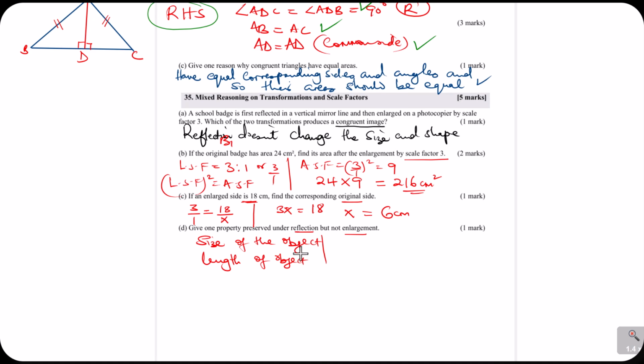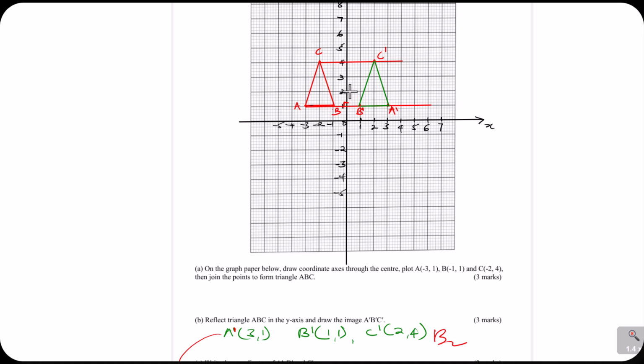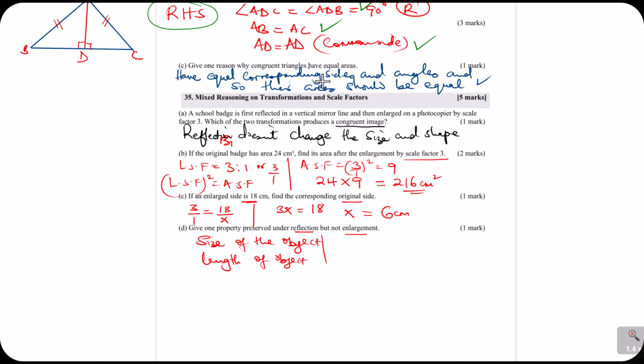The length of the object is preserved. That is why when you look at the image, for instance, what we had here, this is a very good example of a reflection. Look at ABC and A prime, B prime, C prime. They are actually of the same shape and size. All the lengths have not been interfered with. They remain the same. And also the size of the object and the image are the same. So those are the two things that are preserved, the size and also the length. We just needed to give one, and that is all.